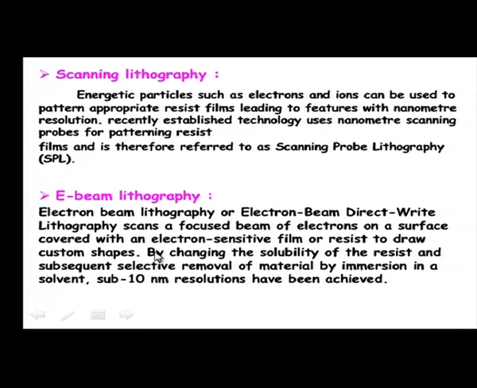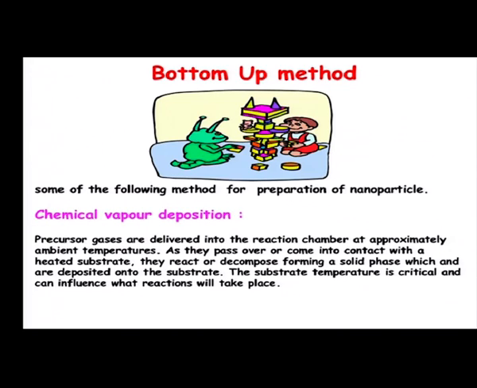And the next lithography you call E-beam lithography, and the electron beam lithography or electron beam direct write lithography scans a focused beam of electrons on a surface. You take a surface, and the electron beam scans the surface covered with an electron sensitive film or resist to draw custom shapes. So, you can change the solubility of the resist and subsequently selectively remove material by immersion in a solvent. In electron beam lithography, a resolution of approximately 10 nanometer can be achieved.